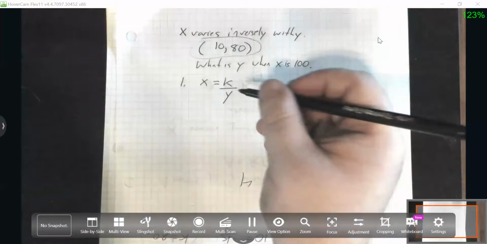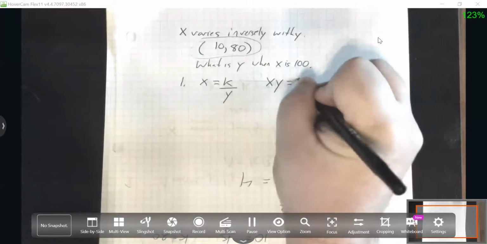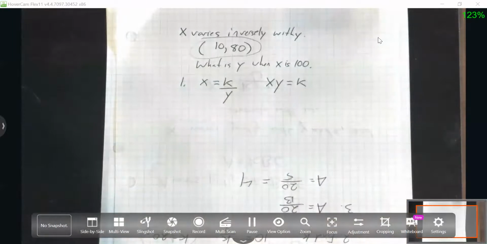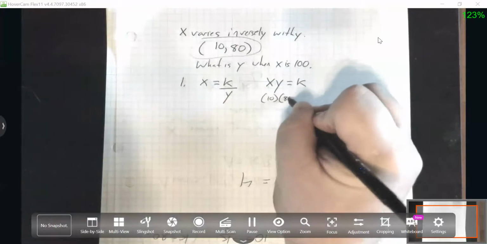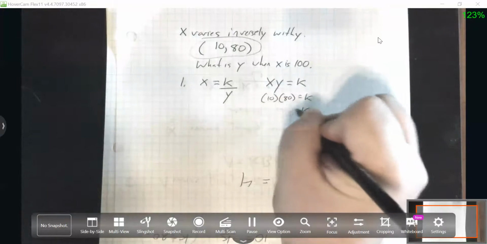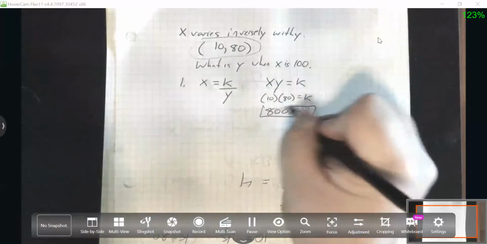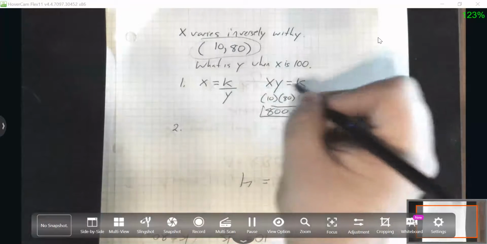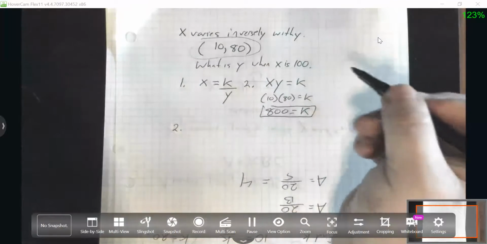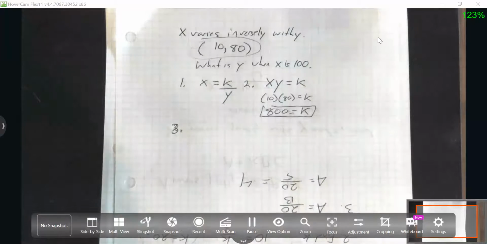All right. This time, let's approach it a little bit differently. Maybe I want to use the fact that that means X times Y equals K, because that's a little bit more direct. So I know my X is 10, my Y is 80. So we'd get a K value of 800. All right, now I can use that K value. Oops, that was step 2. Now I can use that K value for step 3 to actually solve the process.